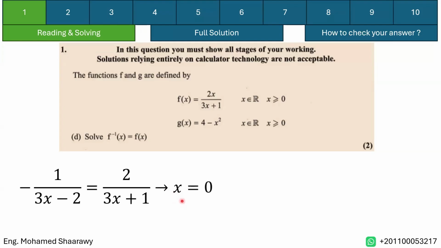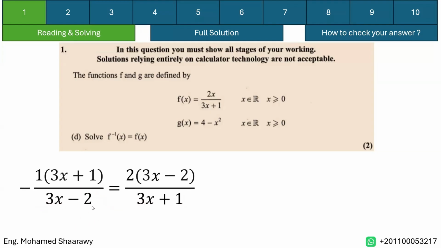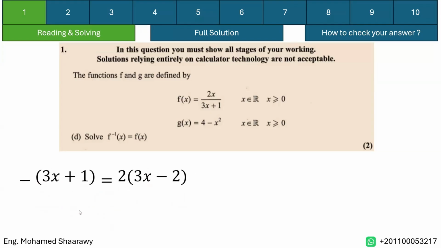In order to find the second intersection, we can multiply both sides by 3x plus 1 and by 3x minus 2. So the 3x plus 1 will go here, and this 3x minus 2 will go here, and then we just need to expand those. So 2 times 3x is 6x, and 2 times negative 2 is negative 4.